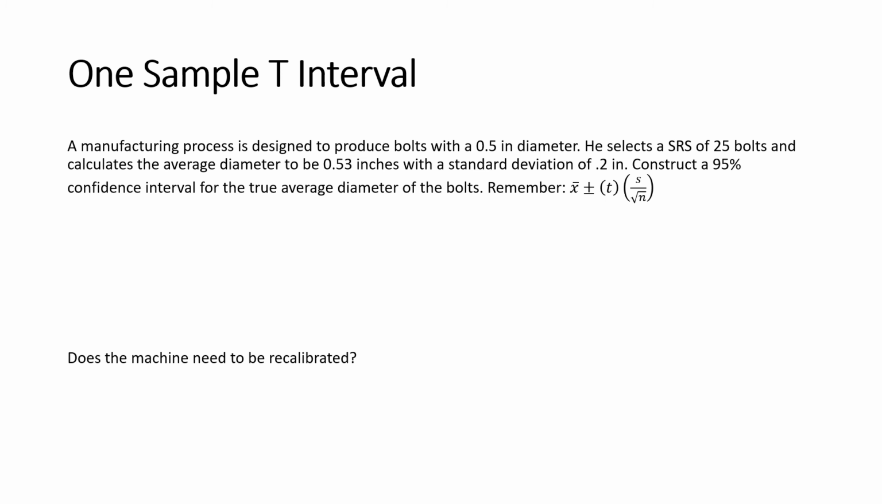All right, so we are going to do the same thing here. We're going to make a confidence interval. Our point estimate is what you found in your sample. In our sample, the average diameter was 0.53, so we're going to start with that, 0.53, plus or minus our critical value. Now this one we have to look up on the chart, so I'm going to draw a little picture over here.